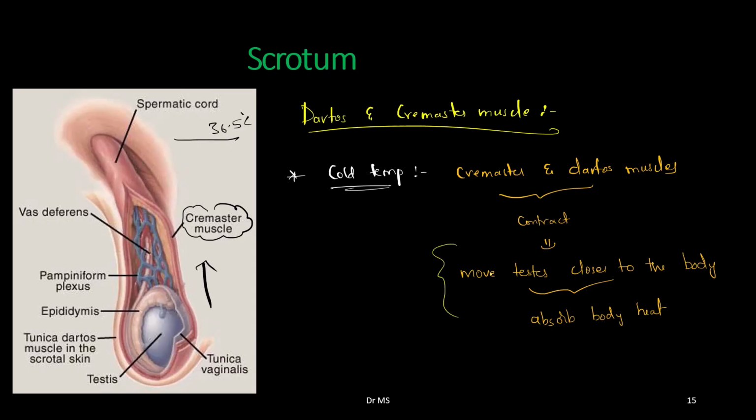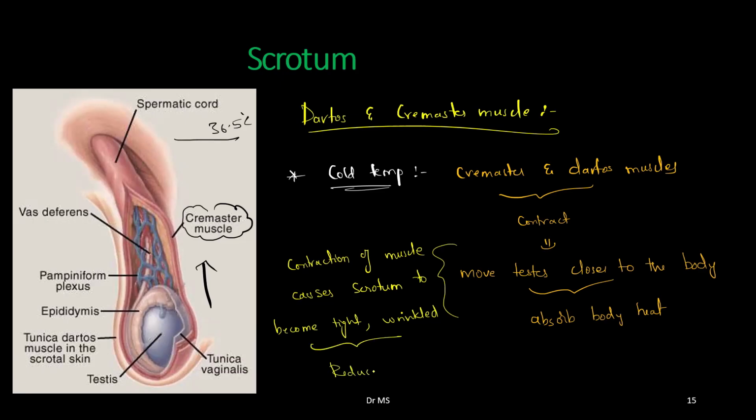So remember, contraction of muscles causes the scrotum to become tight and wrinkled in appearance. This causes reduced heat loss. Is this clear? And this is what happens during the cold temperature.